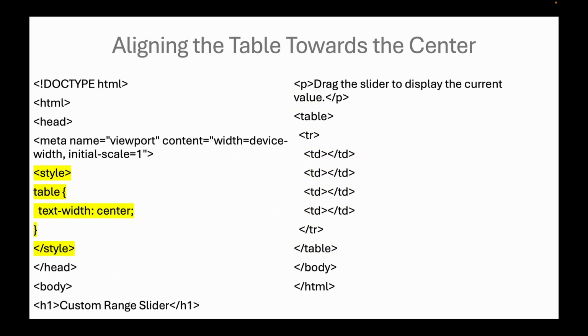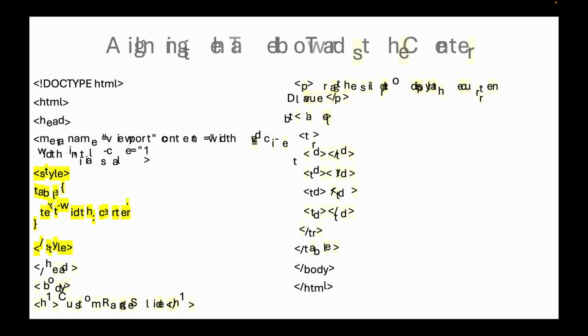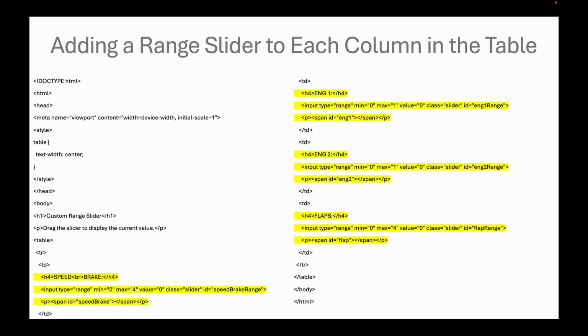We will align the table towards the center using cascading style sheets or CSS. We will add a range slider to each column in the table. If you look at the range slider codes carefully, you will notice that the type should be a range and there is a minimum and maximum value. We set the value to a certain number, and then we give it an identity in double quotation marks, so that when we use the hashtag sign on the CSS, we will be able to refer which range slider we are trying to modify of its design.